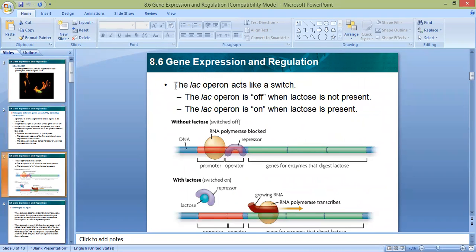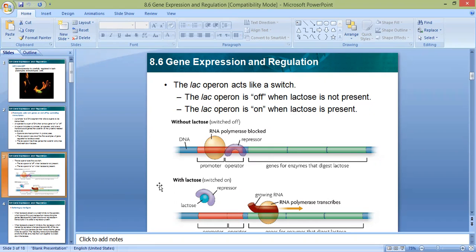This is an example of an operon that acts like a switch in the prokaryotic cells, which is called the lac operon. This is specific for the expression of the lactase gene to break down lactose. Now we said that the lac operon is switched off when lactose is not present, because there is no need for this protein or enzyme to break down lactose. While when lactose is present in the bacteria, the lac operon is switched on to make this enzyme, lactase, to break down this lactose.